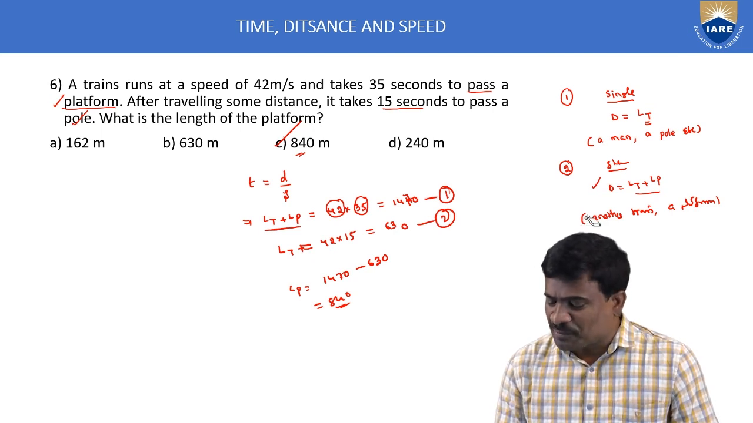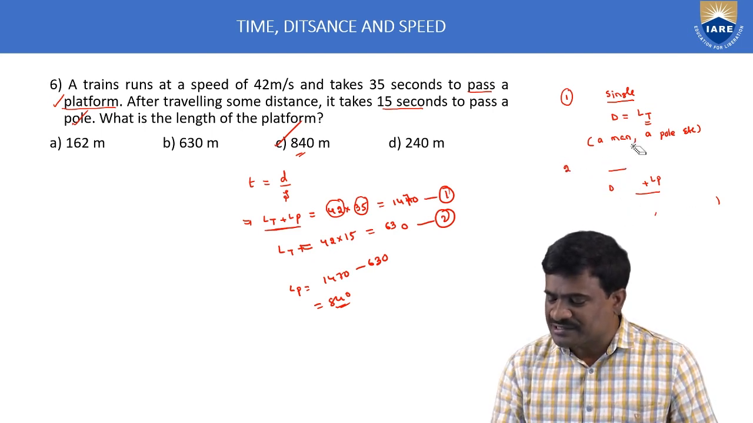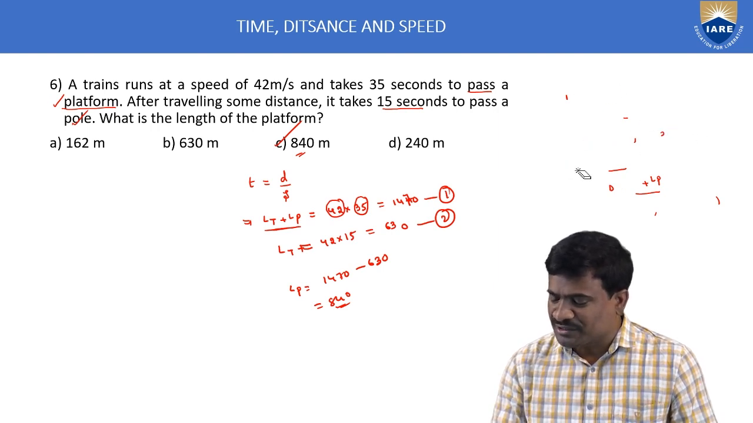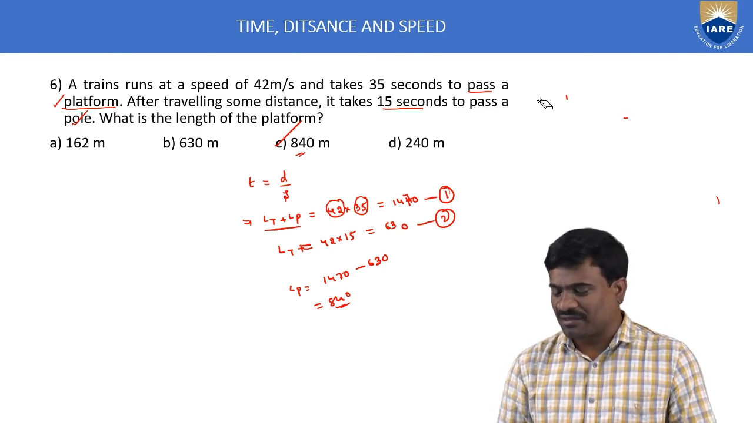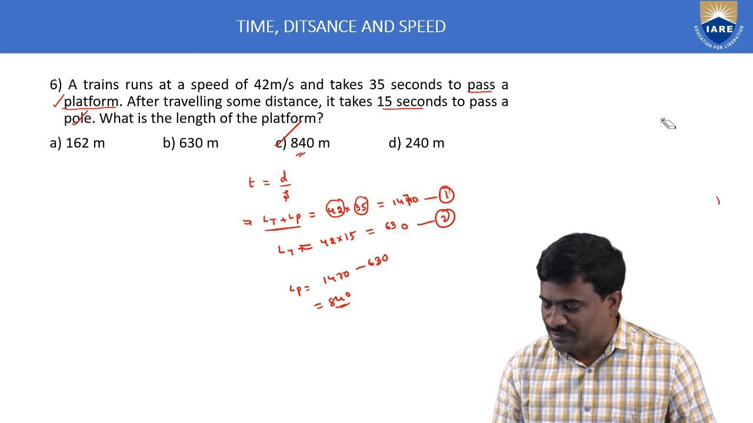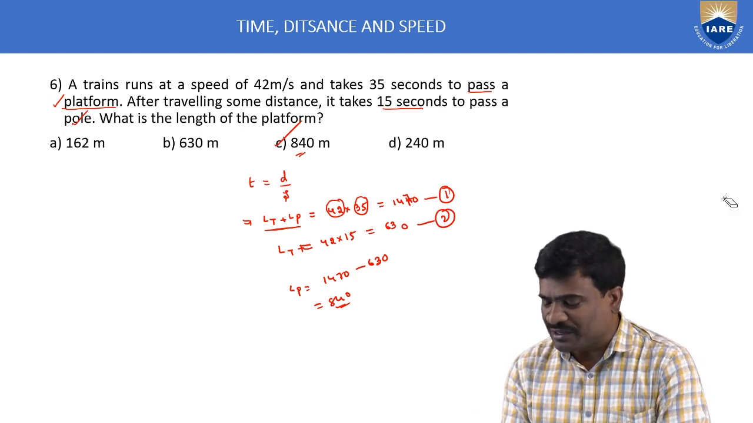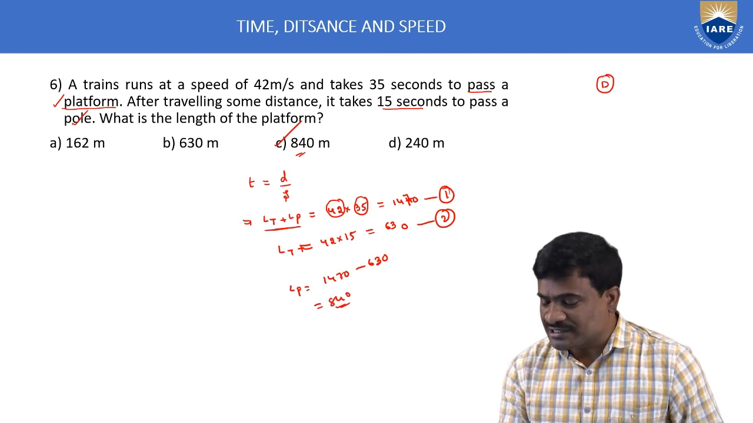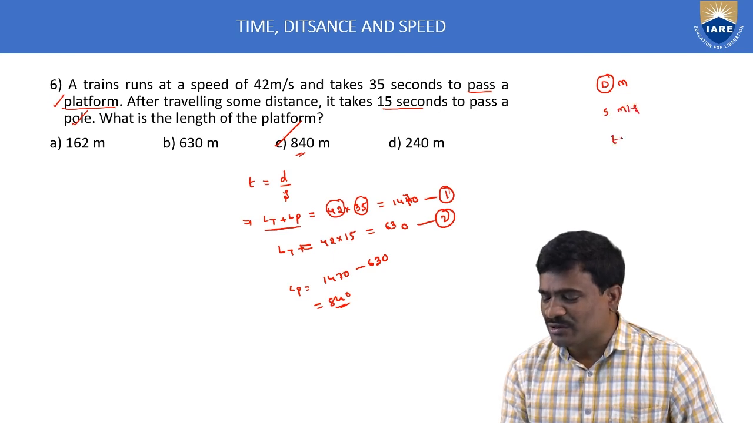Yeah, next, another important point in time, distance and speed: the conversion method. The conversion method always depends on distance, but not on speed and time. Here the conversion method uses only the distance condition. Suppose distance in meters is given: speed converts into meters per second, and time converts into seconds.